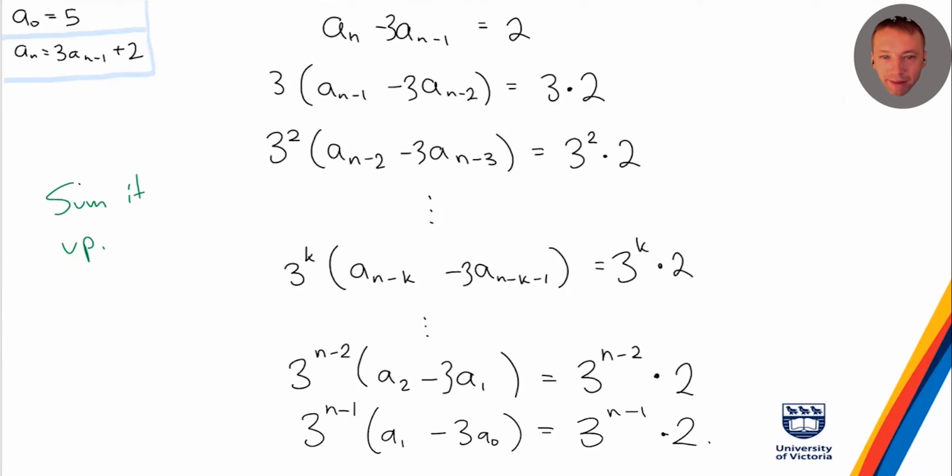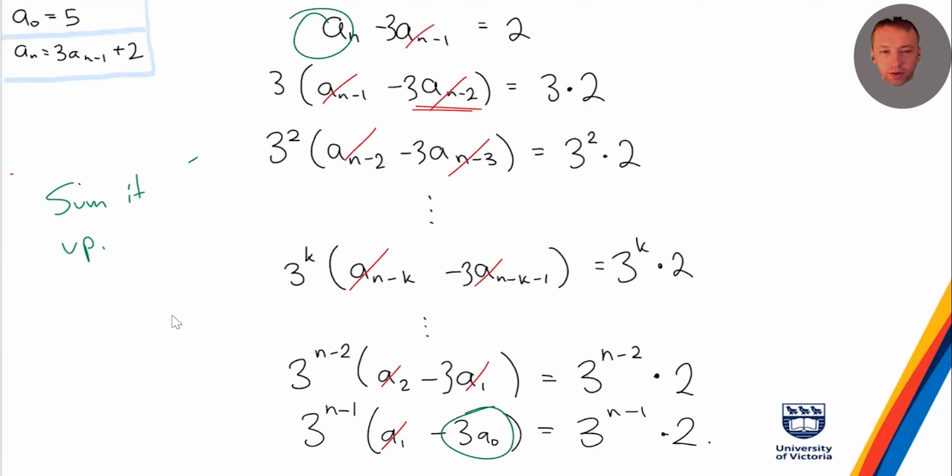If you look at what happens, all of these things are going to cancel except for the first a_n and the last, like a_0. For example, if I look at a_{n-2}, I've got 3a_{n-2} here, it gets multiplied by 3, and then I've got a 3 squared here. So these cancel, that cancels, everything cancels except for this thing and that thing.